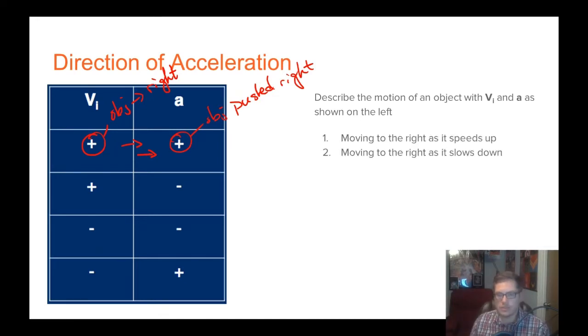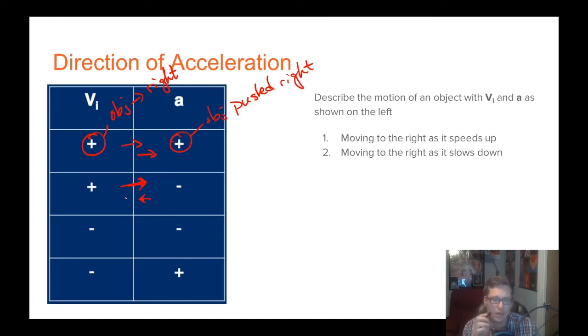All right, so in the second one, we've got an object that's moving to the right. We know that because the velocity is positive. So we're going to the right, but our acceleration is negative. That means our acceleration is in the opposite direction of our velocity. So if our object is moving to the right, that means our acceleration is moving to the left and pushing against our object. Now, at this specific moment in time, the object is moving to the right. We know that because its velocity is positive.